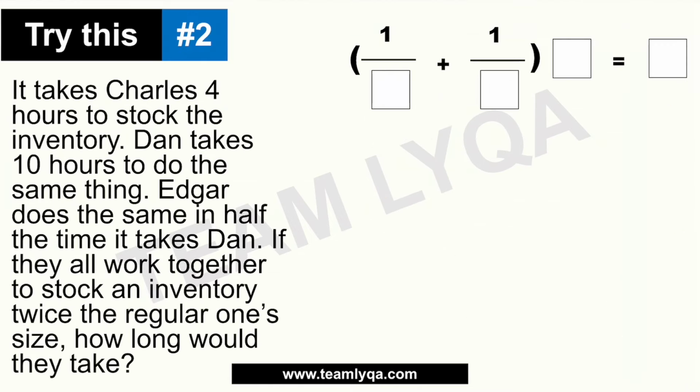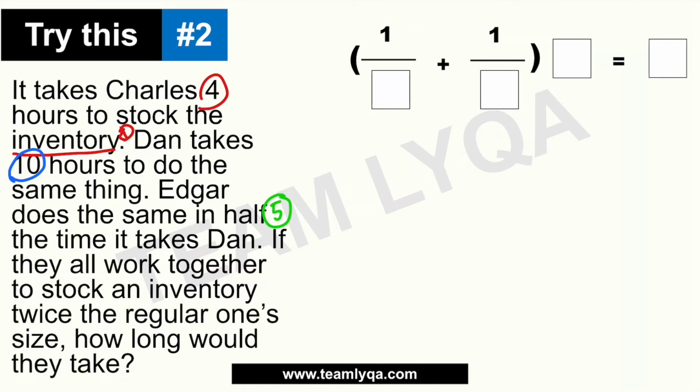Okay, so ito yung question number 2, sabi, it takes Charles 4 hours. So ibig sabihin nun, mag-isa siya, 4, to stock an inventory, at isa lang yung inventory na yan. Si Dan takes 10 hours, same thing. So again, one inventory lang. Edgar does the same in half the time. Napag-usapan na natin ito, half ng 10. So dapat 5 na lang si Edgar.